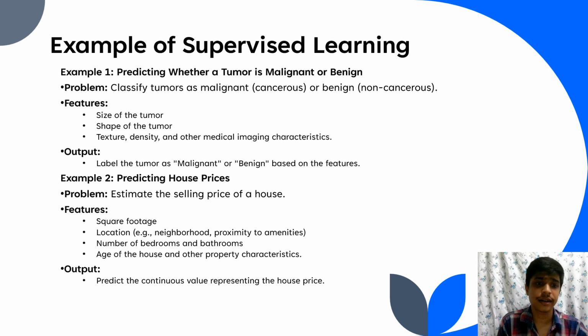Another is estimating the selling price of a house. It's very important. In this case, the input is square footage, location, number of bedrooms, and so on, whatever is needed. After that, the output represents the house price. So this is an example of supervised learning.